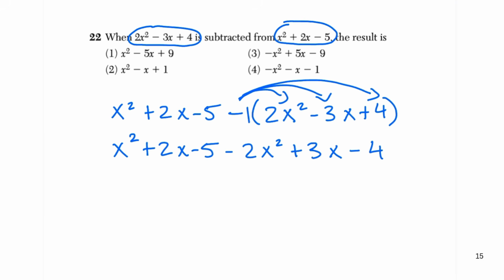So you're thinking of this as an invisible negative 1 that's being distributed. Negative 1 times 2x squared is negative 2x squared. Negative 1 times negative 3x is positive 3x, and so on. So now we can get to combining like terms.